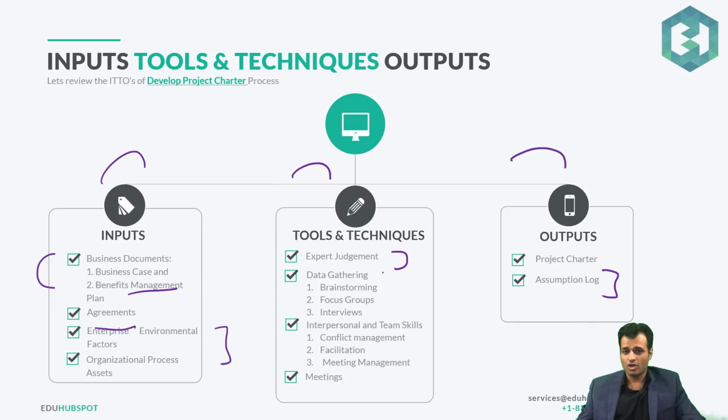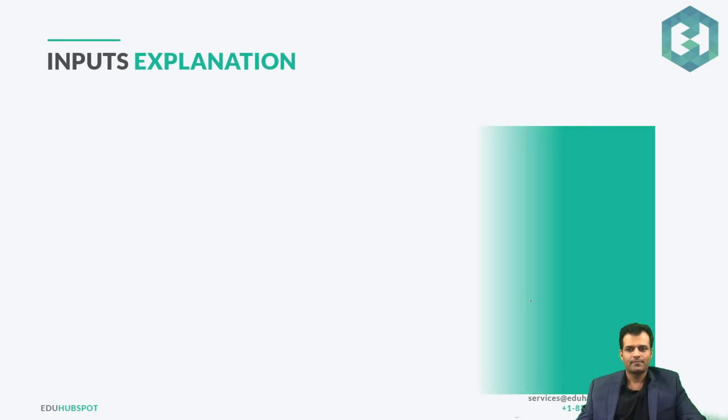Expert judgment, another common tool, and okay, I won't say the important one, but yes, a good one. Then we have the data gathering. We'll talk about brainstorming, focus groups, interviews. I'll give you a brief idea about all of these things. And then interpersonal skills, we have the conflict management, the facilitation, and the meeting management. Finally, meetings. What is the difference between meeting management and meetings? I'll talk about that. And we will get two outputs, the project charter and the assumption log. We'll talk about those as well.